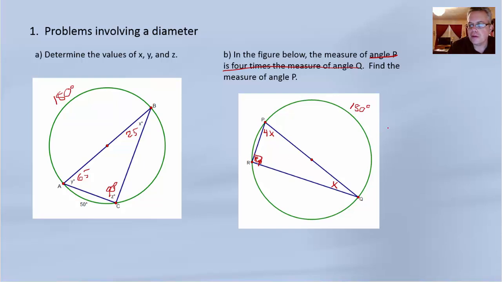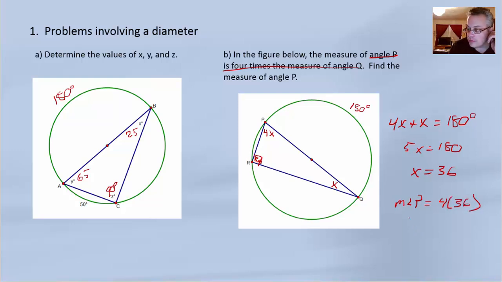So the angles of a triangle add to 180. So we have 4X plus X equals 180 degrees. So 5X equals 180, and X is going to equal 36. Now, that's actually not the answer to the question. That's the measure of angle Q, since we let angle Q be X. But it says find the measure of angle P. So the measure of angle P is going to be 4 times 36, which would be 120 and 24, I believe is 144.